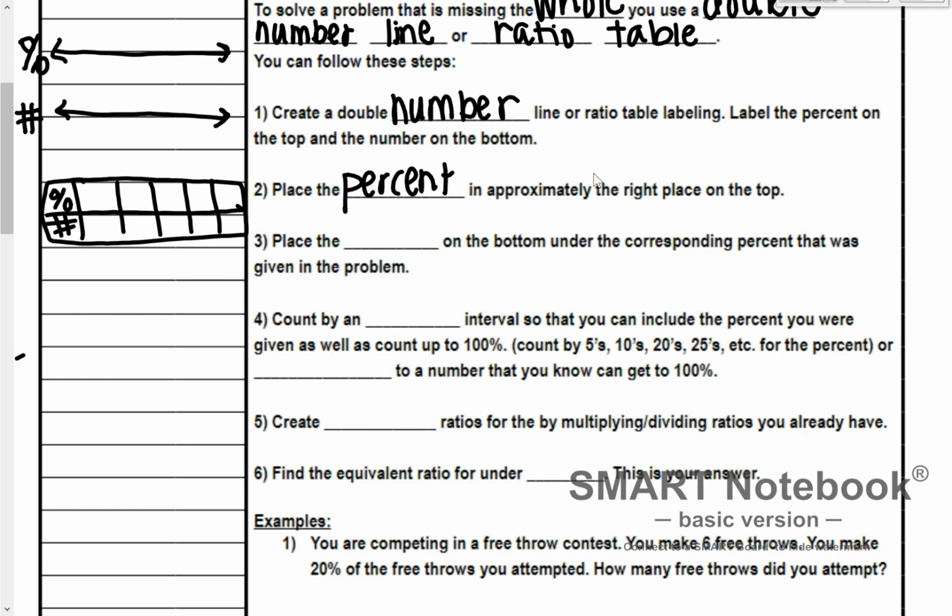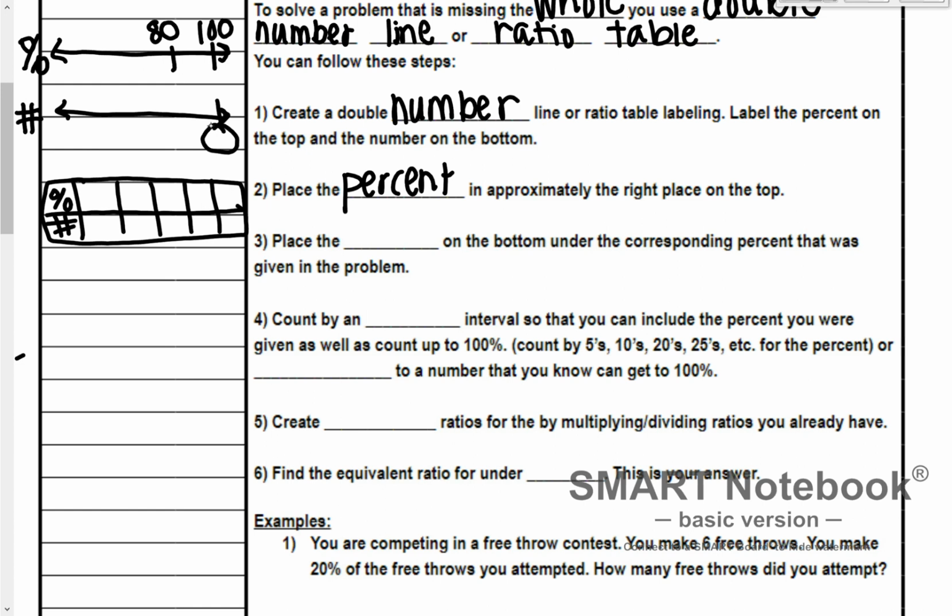So let's say we're told that we got an 80% on our test. 80%, that's a little bit farther than halfway, but not quite to 100%. 80% would go here. 100% is what we're trying to get to, whatever that answer is would be down here.